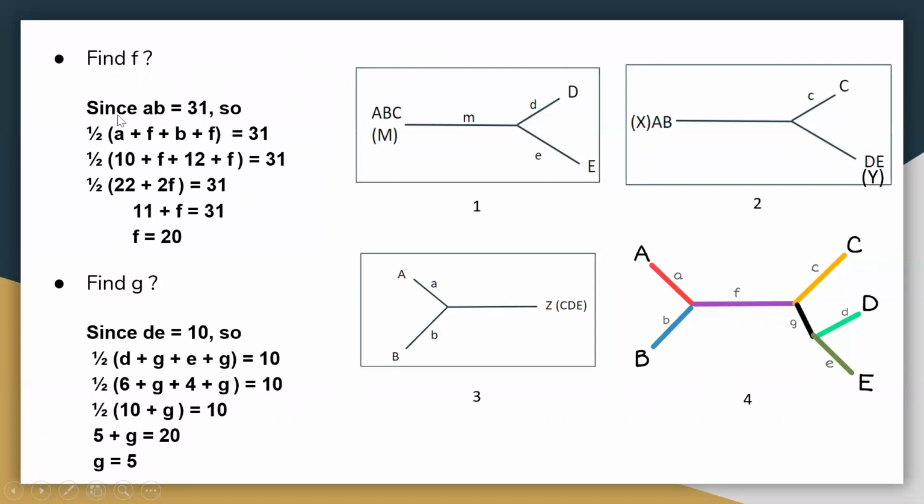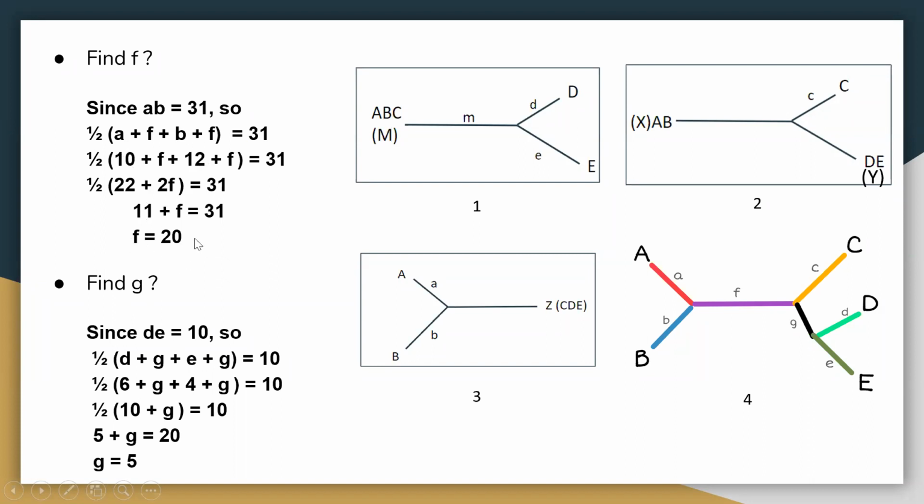How to find F? As we know from the previous slide, AB is equal to 31. So AB actually equals A plus F plus B plus F equals 31. And we already know the values for A and B. A equals 10, B equals 12. Just simply put everything in the equation and then we can get F.